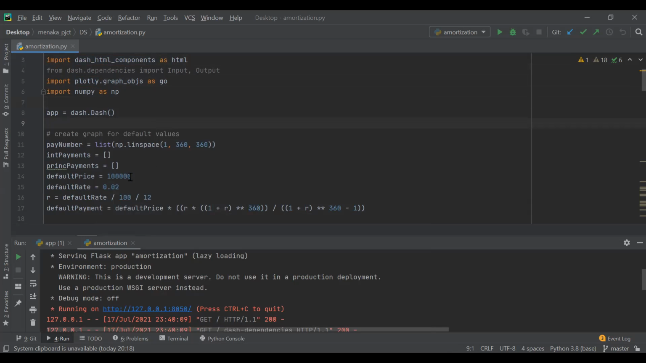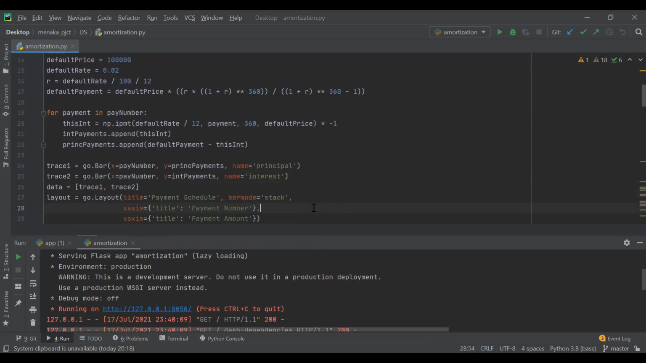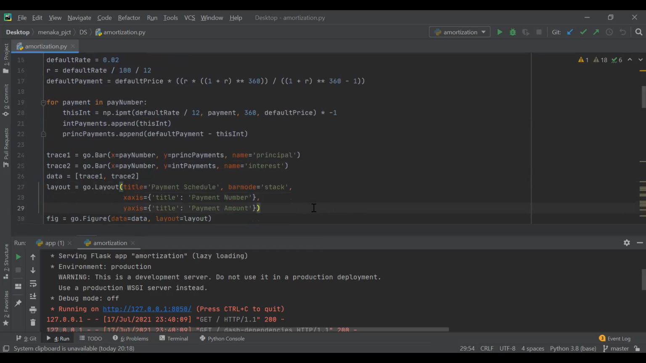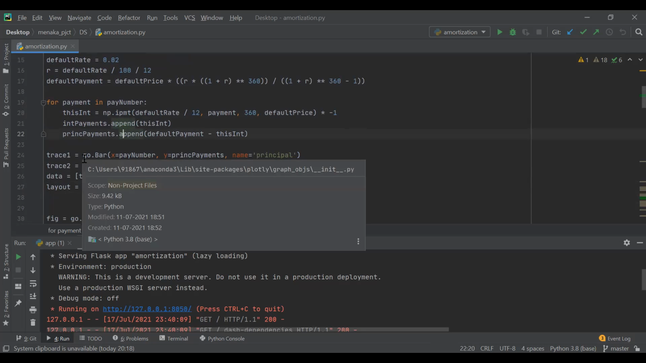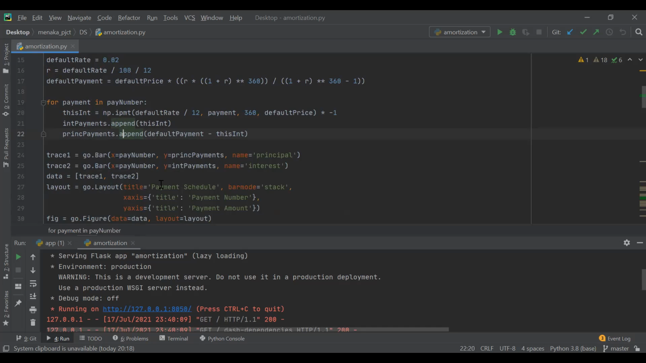Here I have imported the Dash HTML components and the Plotly library, and this is my default principal amount, that is 1 lakh, the rate is 2%, and the n value is 360 months. Okay, so this is the formula to calculate the EMI, and with that I am calculating the interest amount and the principal amount I am paying every month.